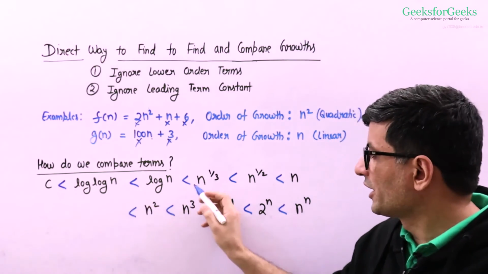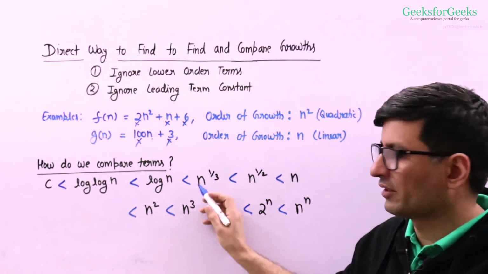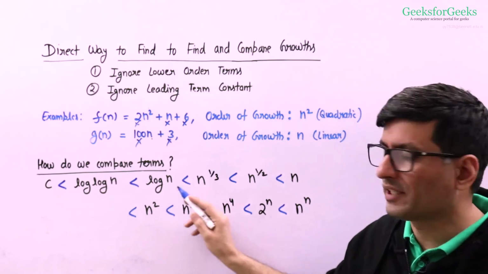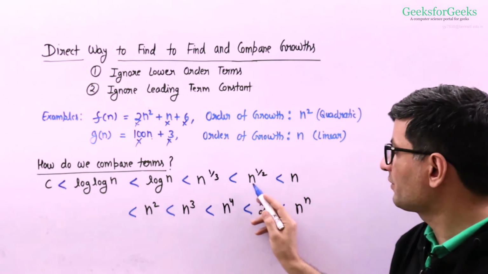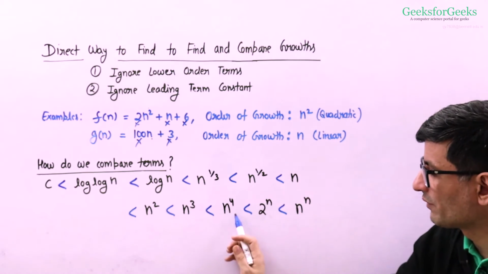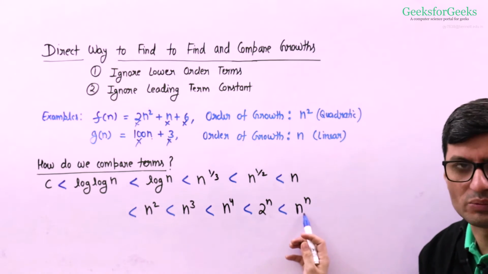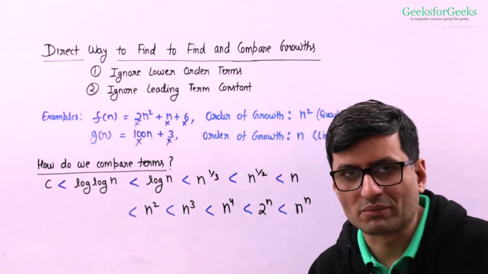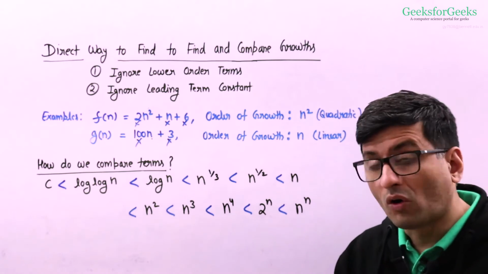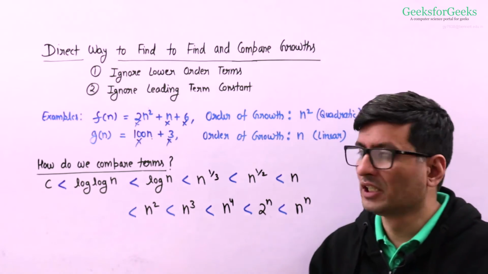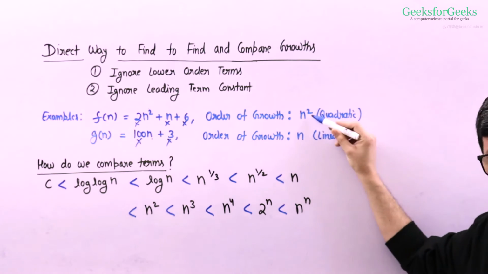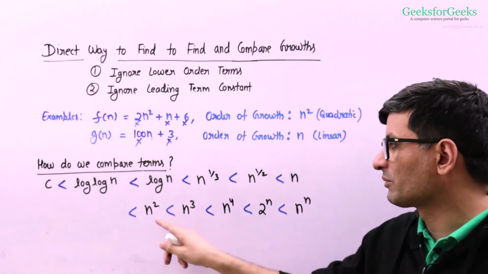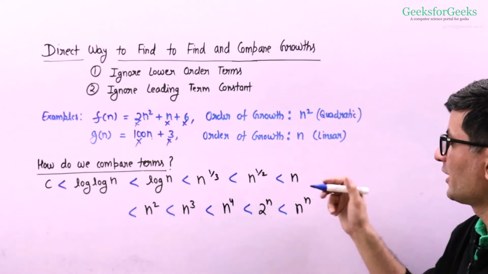These greater than signs represent order of growth being greater. n raised to the power 1 by 3 grows faster than log n, right? But slower than n raised to the power half, then n square, then n cube, then n4, then 2 raised to the power n, then n raised to the power n, right? So this is the sequence that we must remember when we are comparing two terms, or when we are comparing final orders of growth. See, final orders of growth are going to be single terms only, right? It's going to be either this term, or maybe a combination of two terms like n into log n, right? But it's going to be a single term.